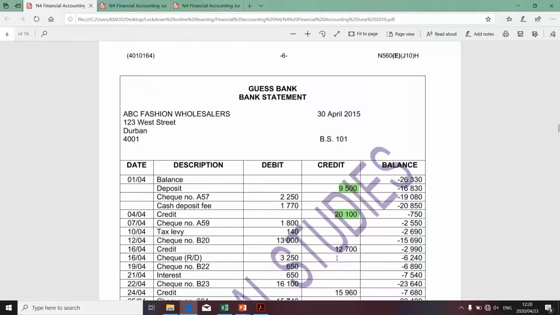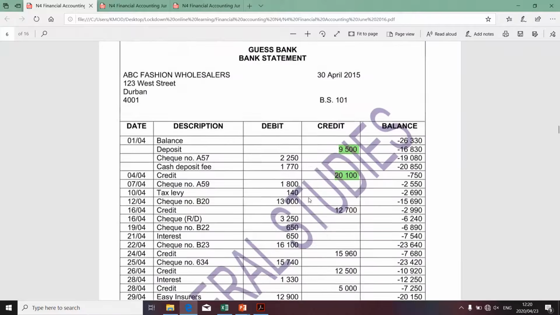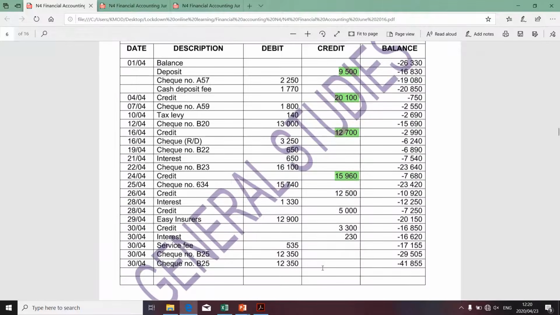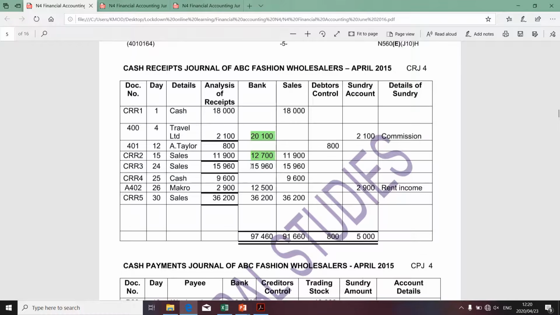The next amount is 12,700. 12,700, it appears there. I'm going to highlight there in green. The next amount is 15,960. 15,960, there you go, it appears. I'm going to highlight there in green. The next amount is 12,500. Already did that.